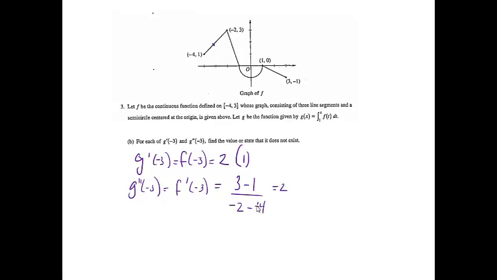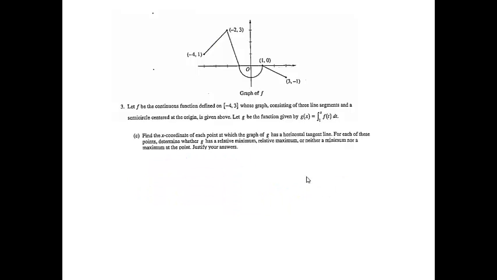That will give me 2 over 2, and that gives me 1. So the slope of that is 1, and that is also worth 1 point. Okay, part C, find the x-coordinate of each point at which the graph of g has a horizontal tangent line.